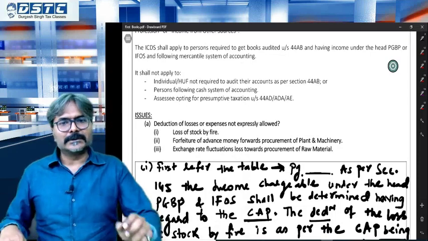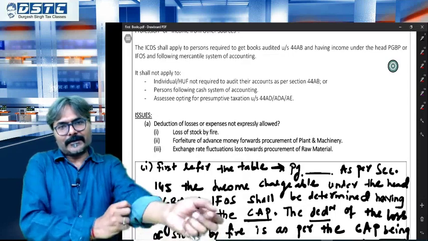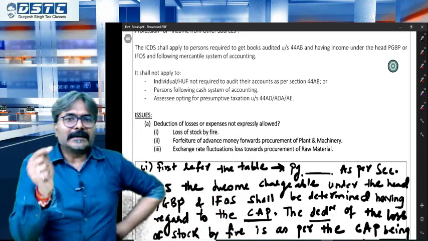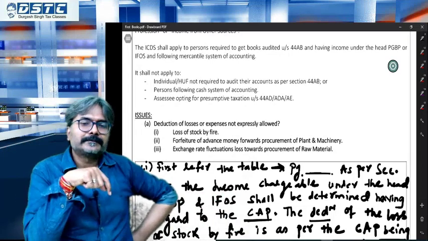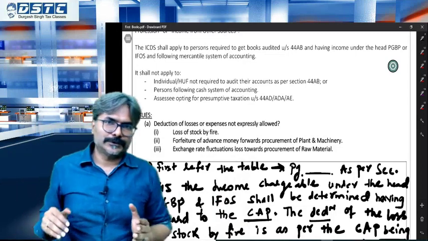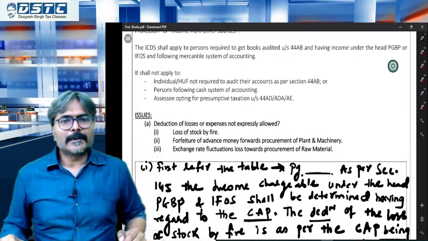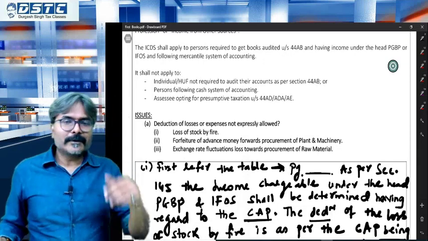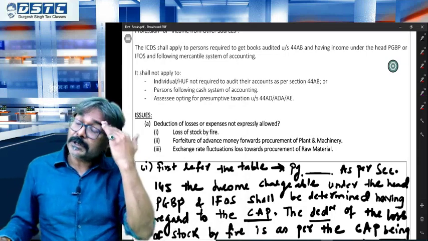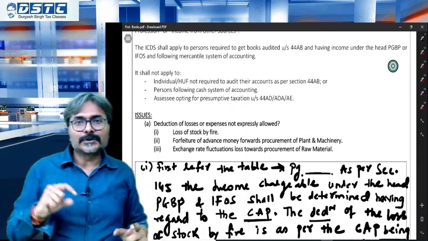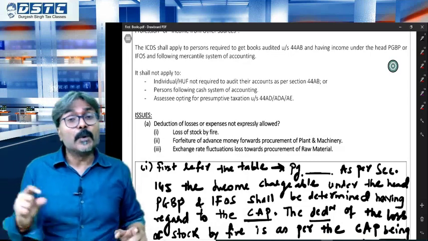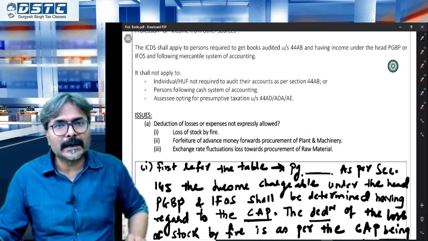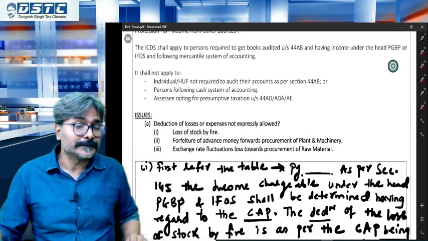Now if I ask you students, in the same way, what about a debit entry in the profit and loss account which is about loss of plant and machinery by fire? The question to all of you therefore is whether that debit will be allowed to you as a deduction or not?